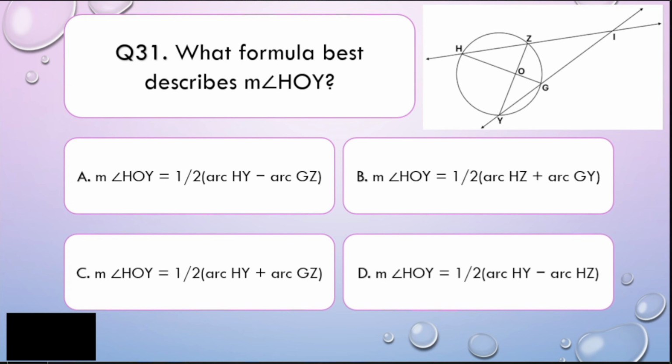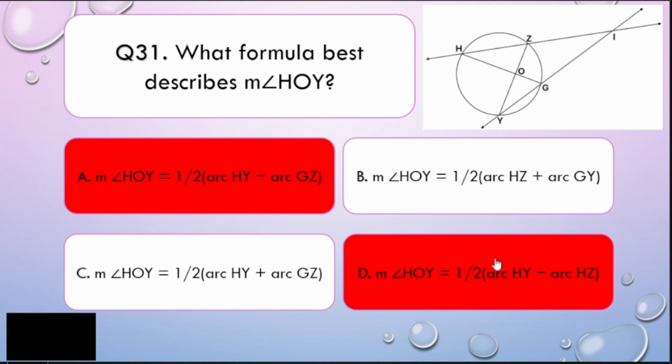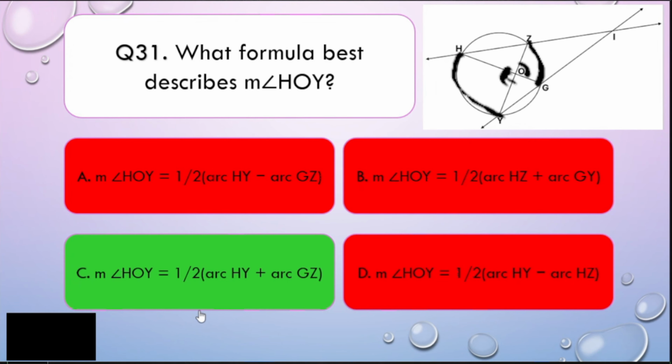Alright, math learners, we already know that when an angle is formed inside the circle, what we need to do is get 1/2 the sum of the given arcs. So therefore, my dear math learners, letter A is wrong, letter D is also wrong. Now, we are talking about HOY. This is HOY, so this is the angle that we need to get. Of course, the arcs being talked about are this one and this, since vertical angles pertain to the same measurement. So we have HY and ZG. So letter C is the correct answer, my dear math learner. Alright, I hope you got that one. So now let us go to question number 32.